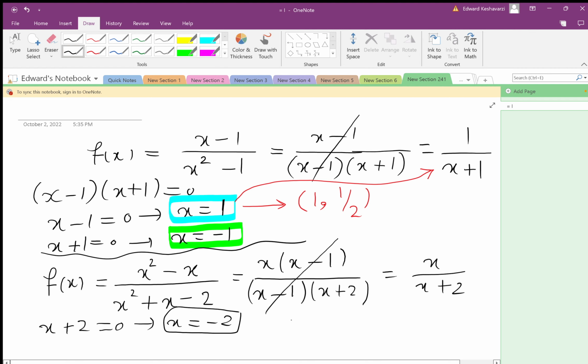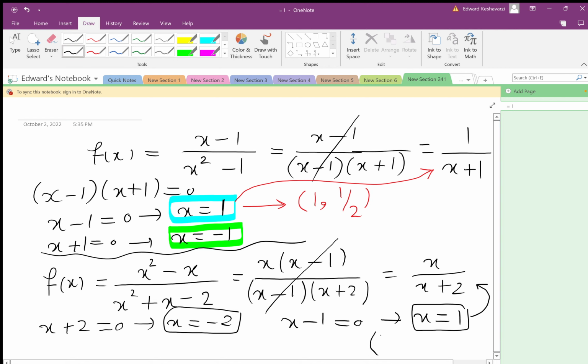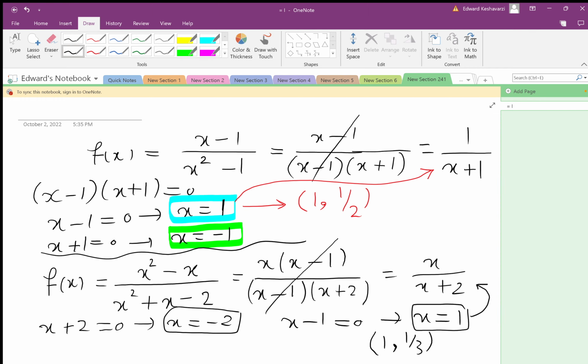The one that you canceled was x minus 1, set it equals 0, and x equals 1 is the x coordinate of the removable discontinuity. To get the y value, you put it into the simplified version, and it's going to be 1/3. This is the removable discontinuity. So removable discontinuity and the vertical asymptotes are both discontinuities. They are two types of discontinuities.